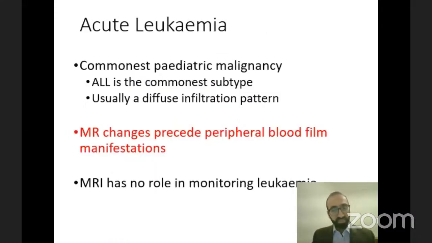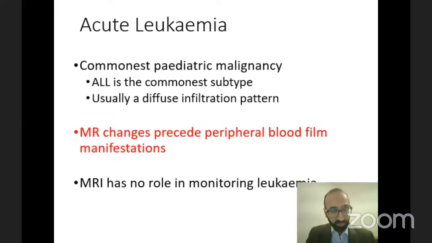Just going to talk very briefly about each of those. So acute leukemia is the commonest pediatric malignancy, and ALL is the commonest subtype. As we've said, it usually gives you a diffuse infiltration pattern. The important thing is that the MRI changes can precede peripheral blood film manifestations. So if someone takes a peripheral blood test and tests it in the lab, you may actually spot the changes first on MRI.